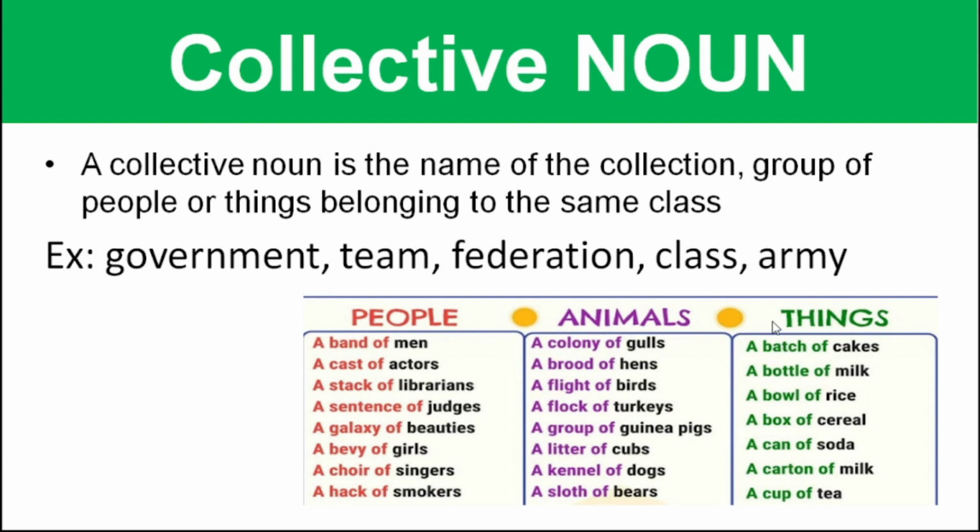I am not dealing with everything, just for your understanding, touching upon some of the collective nouns. For things, how do we use collective nouns? First one, a batch of cakes, a bottle of milk, a bowl of rice. This is where we can identify collective nouns in a sentence or in a paragraph. Now we'll look at the next one, that is abstract noun.